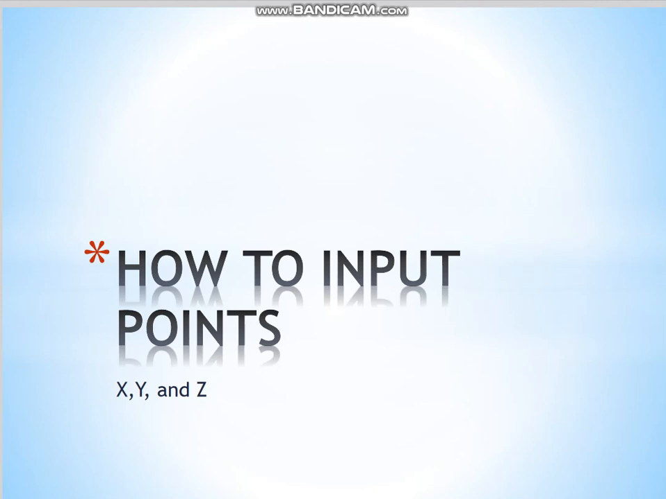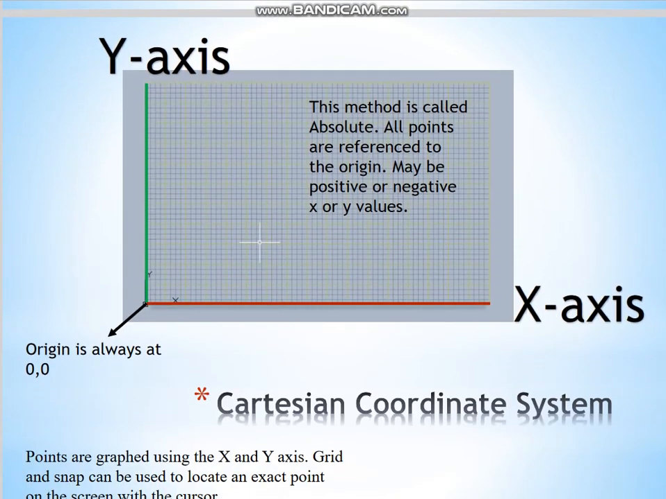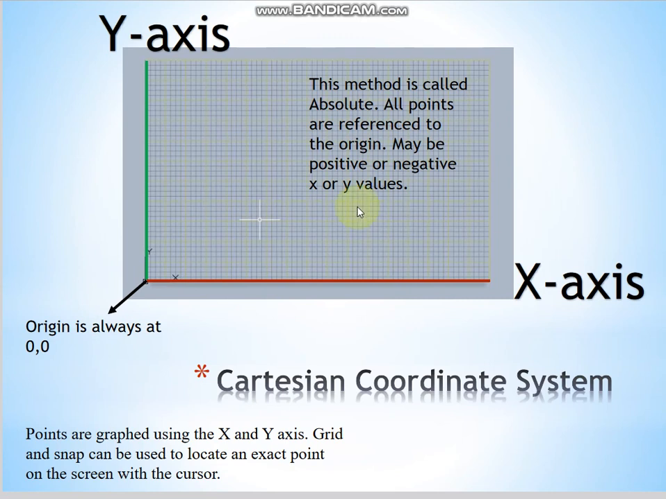Let's go ahead and talk now, since we've looked at what the Cartesian coordinate system is. We've done a little bit of a review about that in a previous area of notes in Blackboard. How do we input our points, knowing what the x, y, and z values are? So again, first, just a slight review.